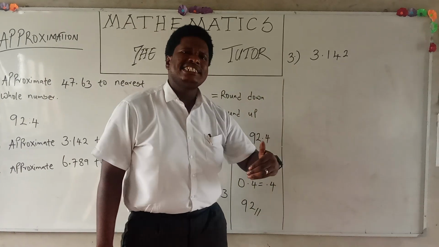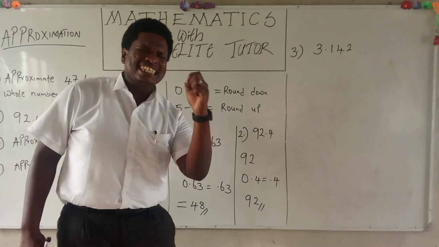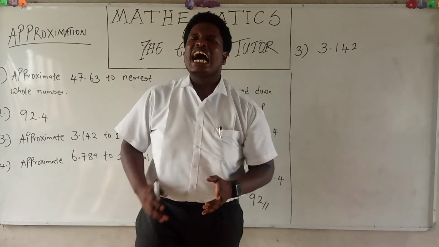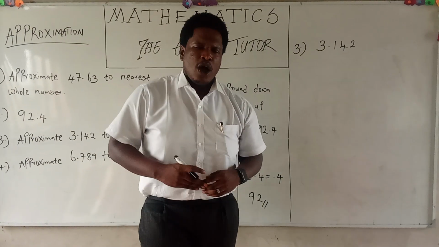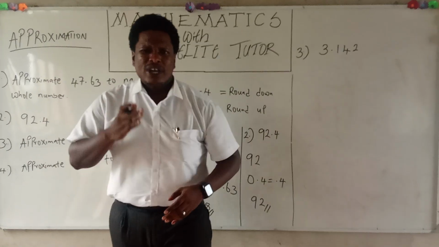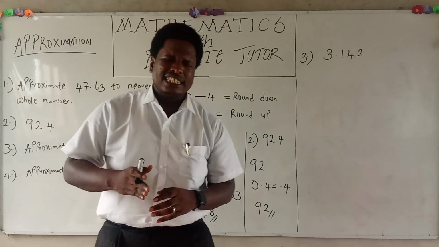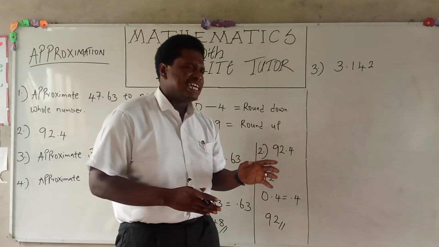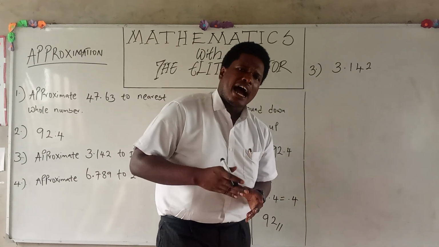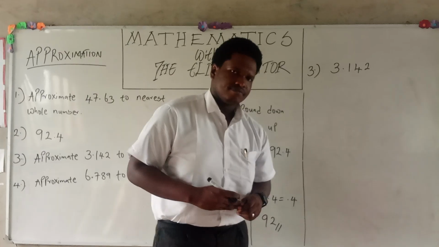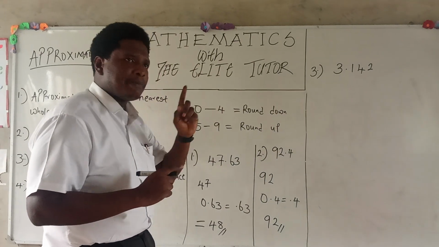When we say 1 decimal place, we are simply saying the first digit after our decimal. When we say 2 decimal places, we are simply saying the second digit after our decimal. When we say 3 decimal places, we are simply saying the third digit after our decimal. That is very important. That is rule number 1.